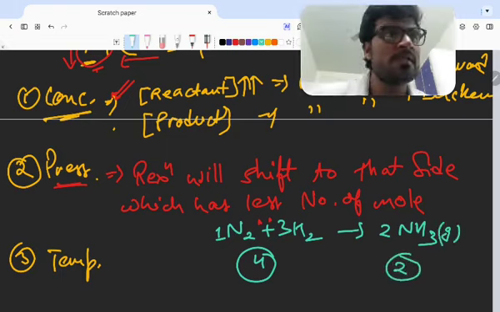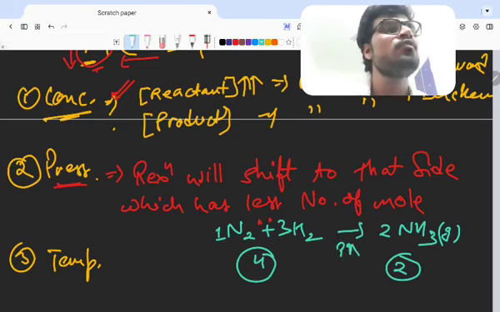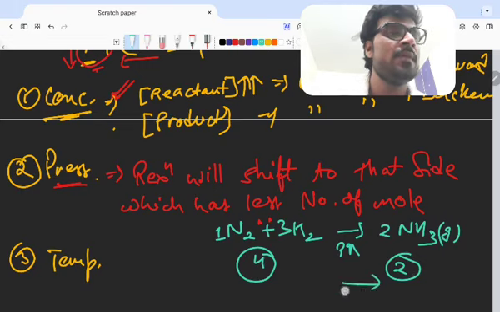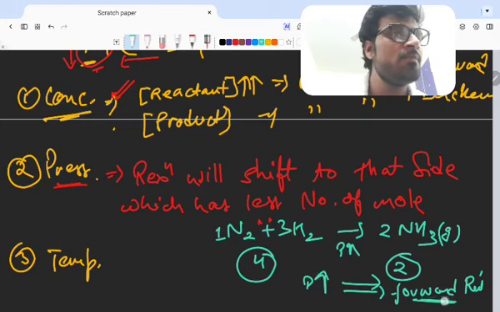So if I increase the pressure, what will happen? I said the reaction will move to the side with less number of moles. Less number of moles are where the ammonia is. It means the reaction will move in the forward direction. Whatever I have said, very carefully understand and remember this. If I increase the pressure, the reaction will move in the forward direction because it has less number of moles.